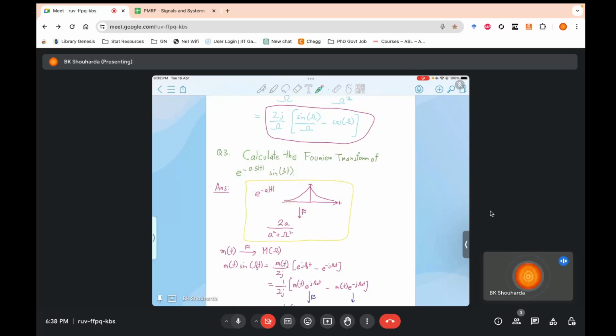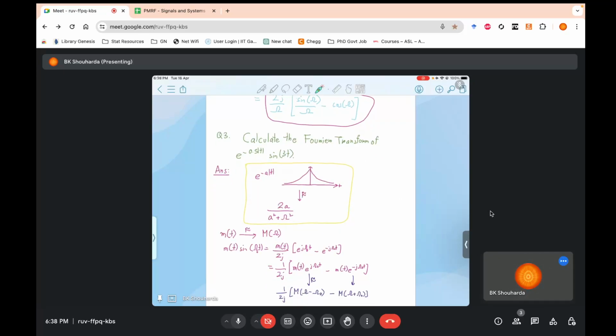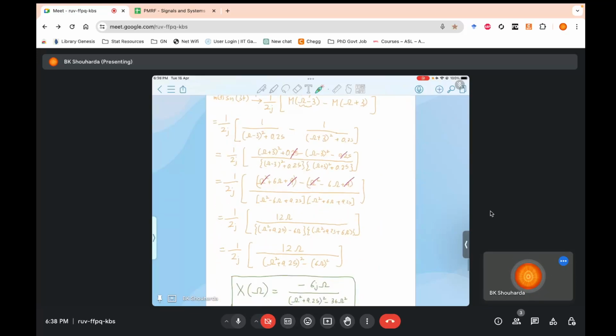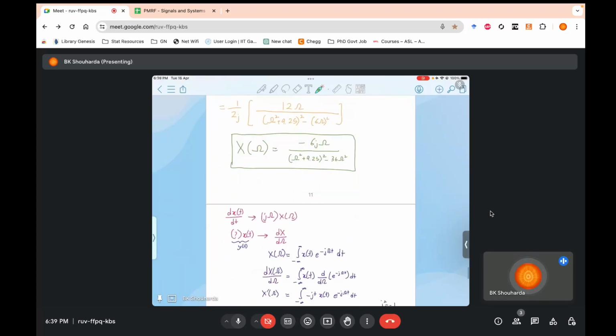So the important thing is that e to the power minus a|t| and such kind of signals, their Fourier transforms are very standard, and you should remember them for the purpose of your exams. Okay, so this is simple modulation. Calculations are a bit involved over here.